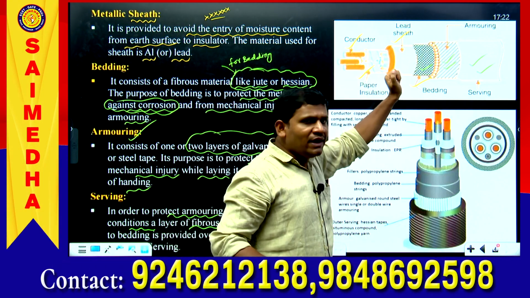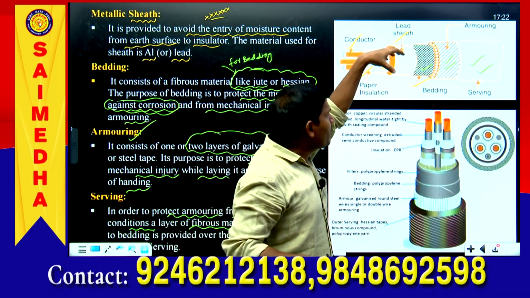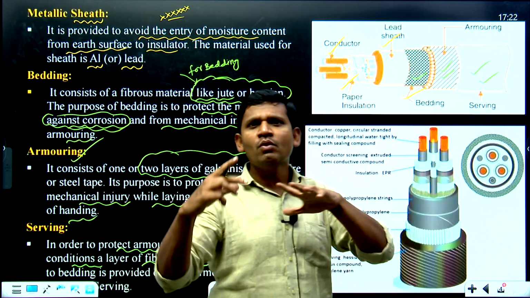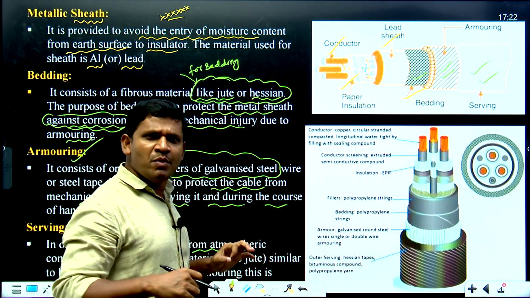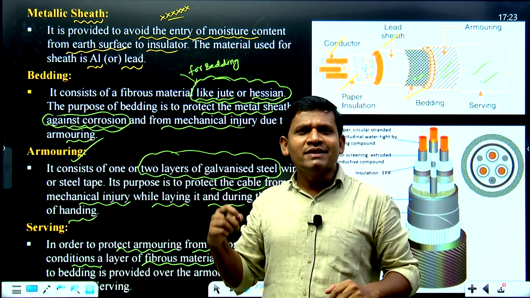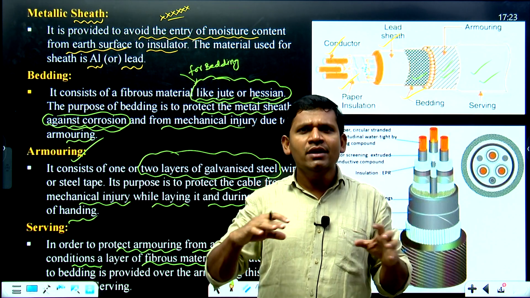What is the purpose of the bedding? What is the material you have to use? What is the purpose of armoring? What is the material you have to use? What is the purpose of serving? What is the material you have to use? This is a very important gunshot concept from your exam point of view that you have to concentrate on. This concept is also from T&D, transmission and distribution, students.